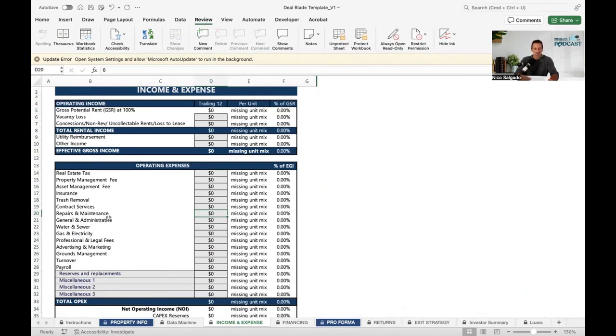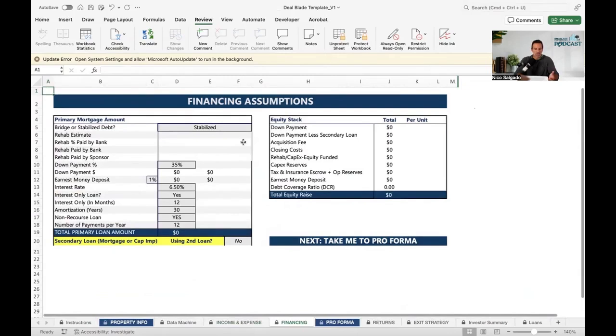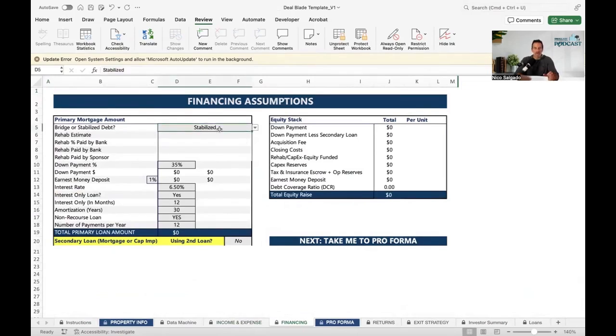When you're filling this out, you're done. Just complete it, literally copy from the T12. Then you click the button on the bottom, take me to financing. We got to figure out how we're going to structure this thing. And I currently have it with a stabilized loan. So this is a fixed rate loan. It is not bridge. It's not hard money. If you're using bridge or hard money, there's a simple drop down. You just click on bridge.